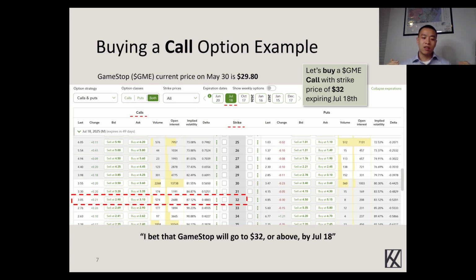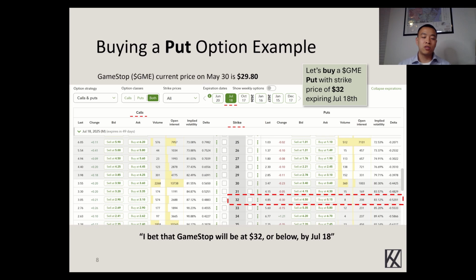And pretty much that's saying if you do buy it, you're saying that I bet that GameStop will go to $32 or above by July 18th. Now remember, GameStop is at $29.80. So this is a bullish bet. You're betting that GameStop will increase from $29.80 to whatever. You know, it doesn't have to go to 32. It could even just go to 31, and that option price will increase and you'll make money.